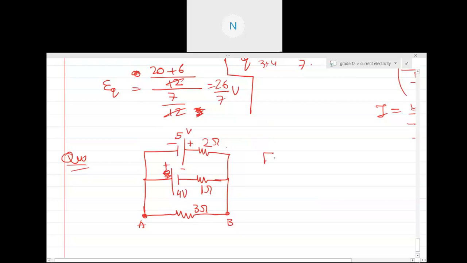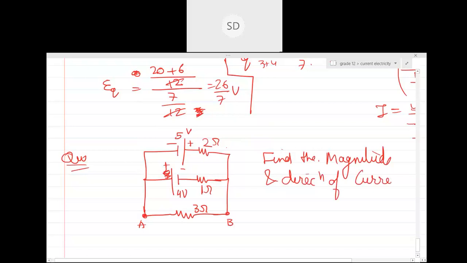And the question is: find the magnitude and direction of current through the 3 ohm resistance. So basically you need to find the direction as well. Direction you will tell either in terms of from A to B or B to A, and the magnitude you will tell in terms of amperes.